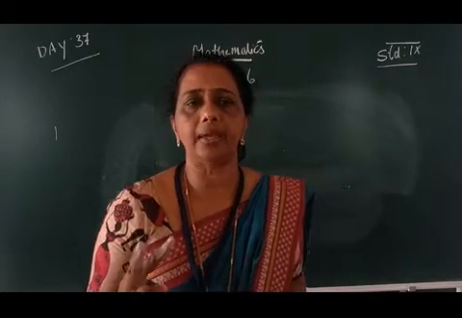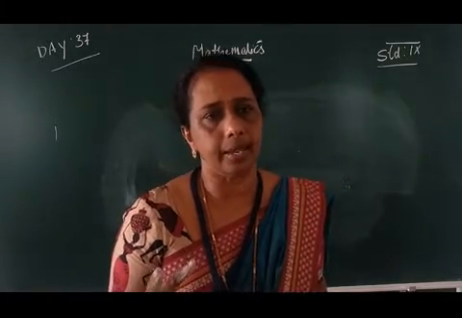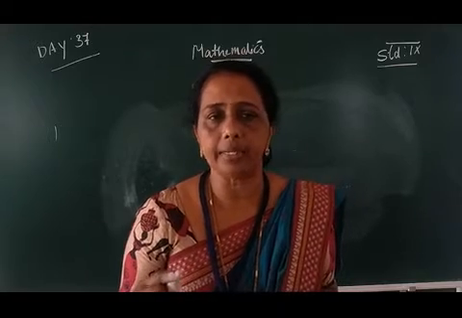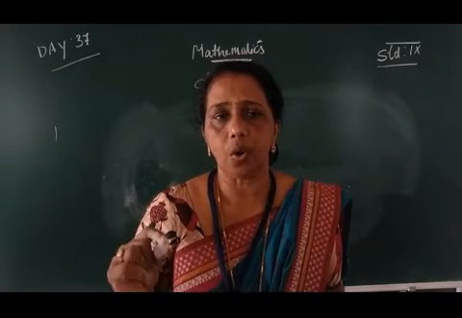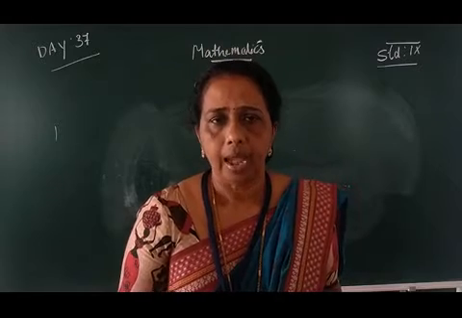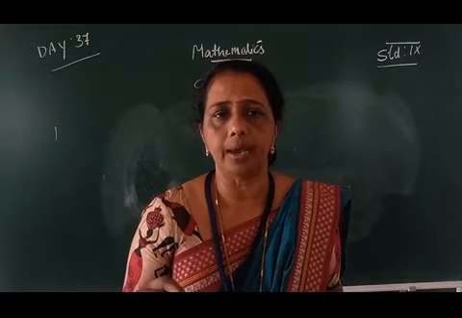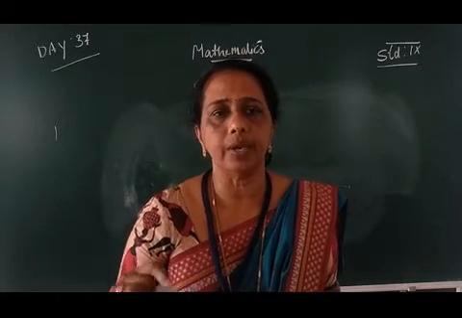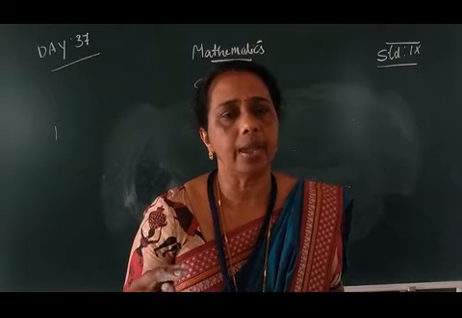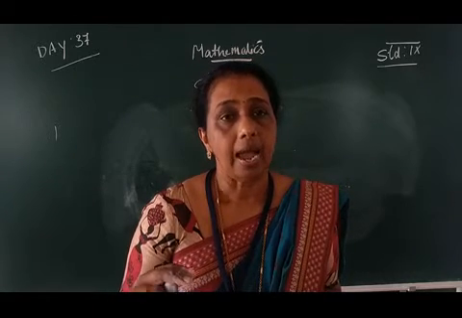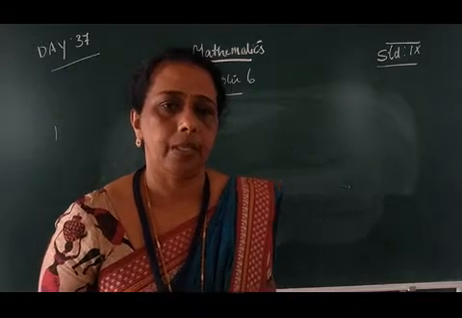If two angles are said to be adjacent angles, then those two angles have a common vertex and a common arm, and the non-common arms are on either side of the common arm. Then we say that the two angles are adjacent angles.